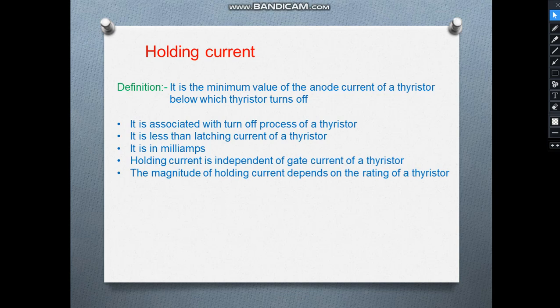To bring the current passing through the thyristor below its holding current value, different turn-off methods are available. By using any one of the turn-off methods, the current passing through the thyristor can be brought below the holding current value. So that's why holding current is associated with the turn-off process of a thyristor. The magnitude of the holding current is less than the magnitude of the latching current. It is in milliamperes. Holding current is independent of the gate current of a thyristor. The magnitude of the holding current depends on the rating of a thyristor.